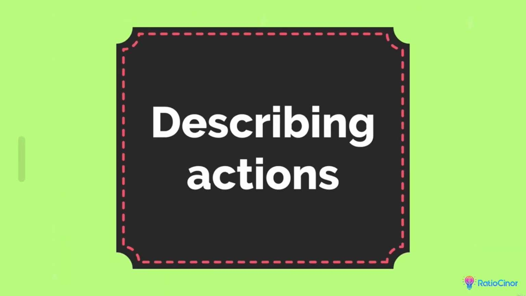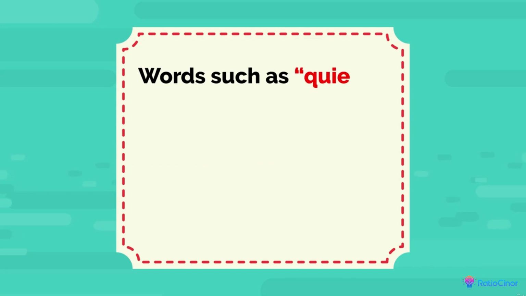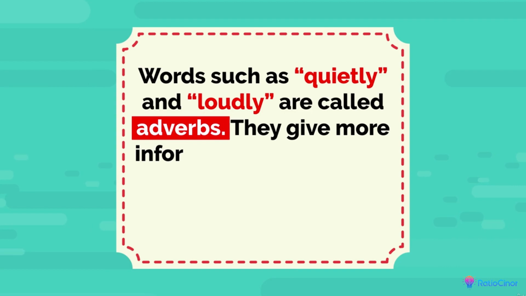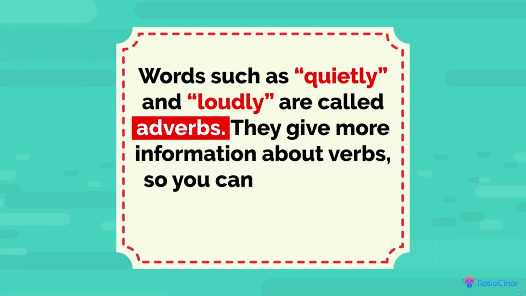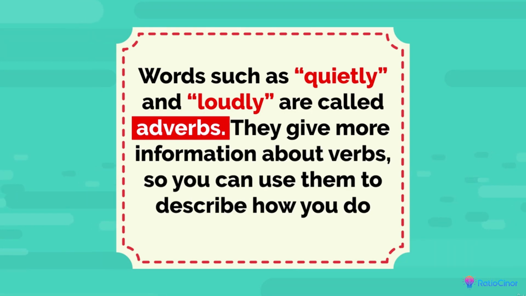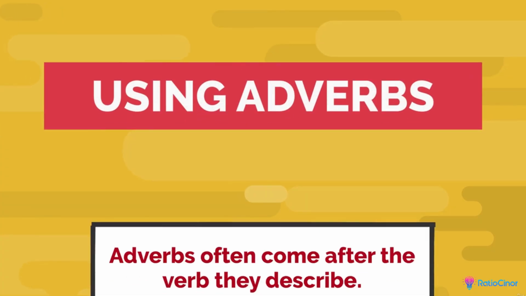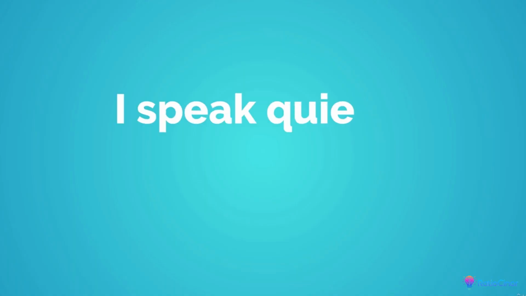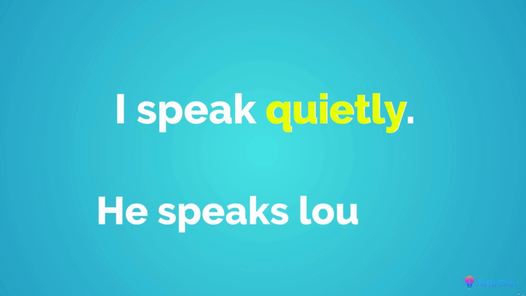Describing actions. Words such as quietly and loudly are called adverbs. They give more information about verbs, so you can use them to describe how you do something. Using adverbs: adverbs often come after the verb they describe. I speak quietly. Quietly describes how I speak. He speaks loudly. Loudly describes how he speaks.